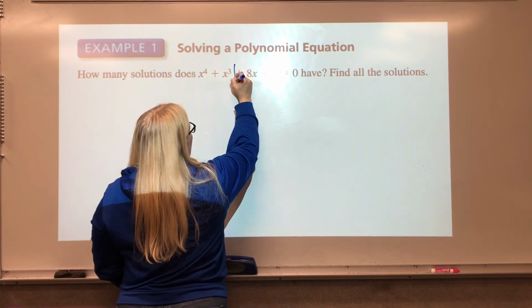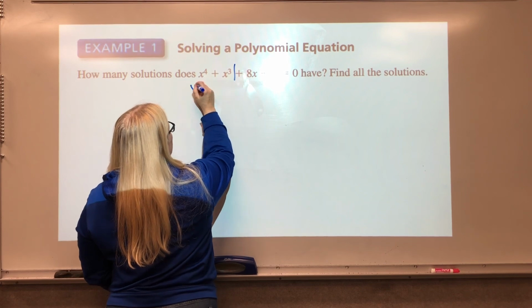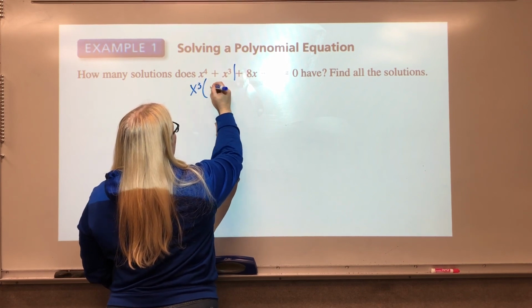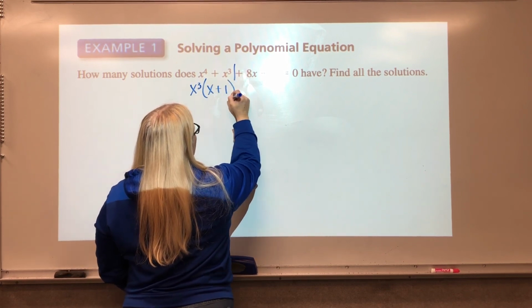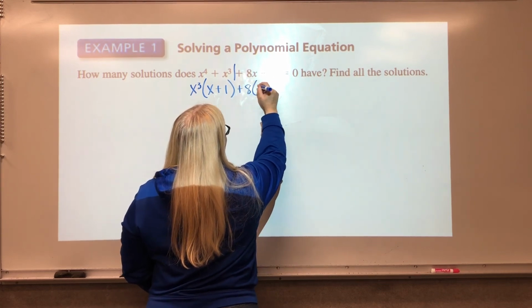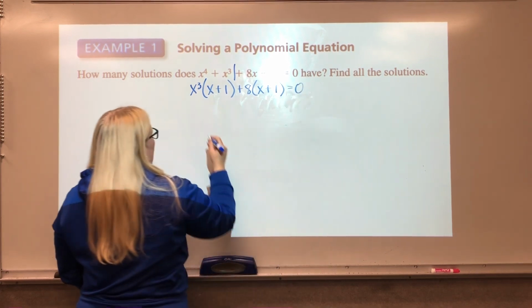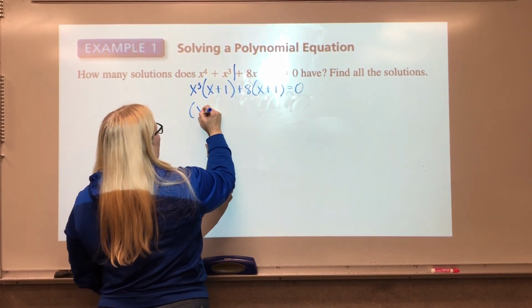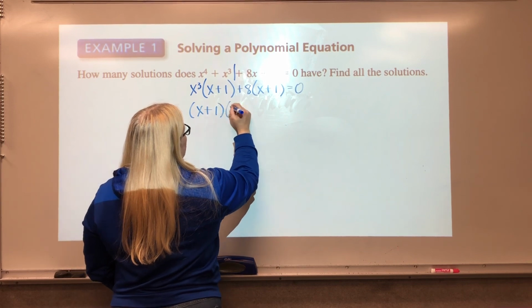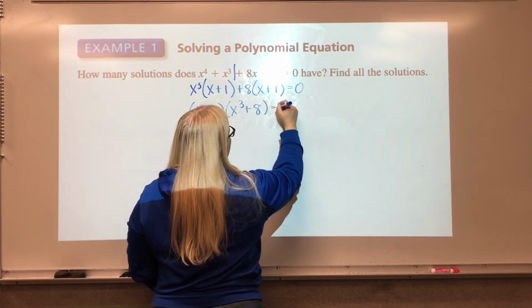So if I cut it down the middle, I look over here and I can factor out an x cubed, so I'm left with x plus 1. And over here I can factor out an 8, and I'm left with x plus 1, which is very nice. And I've got x plus 1 times x cubed plus 8 equals 0.